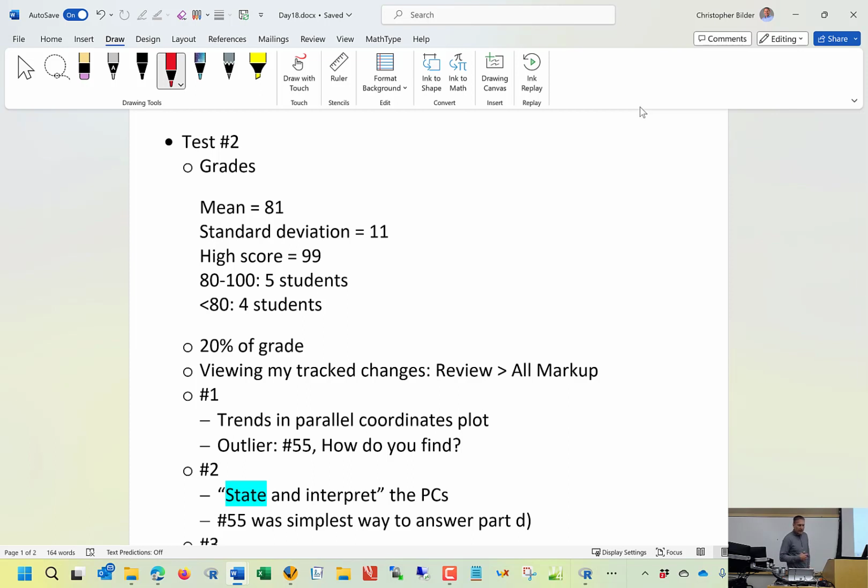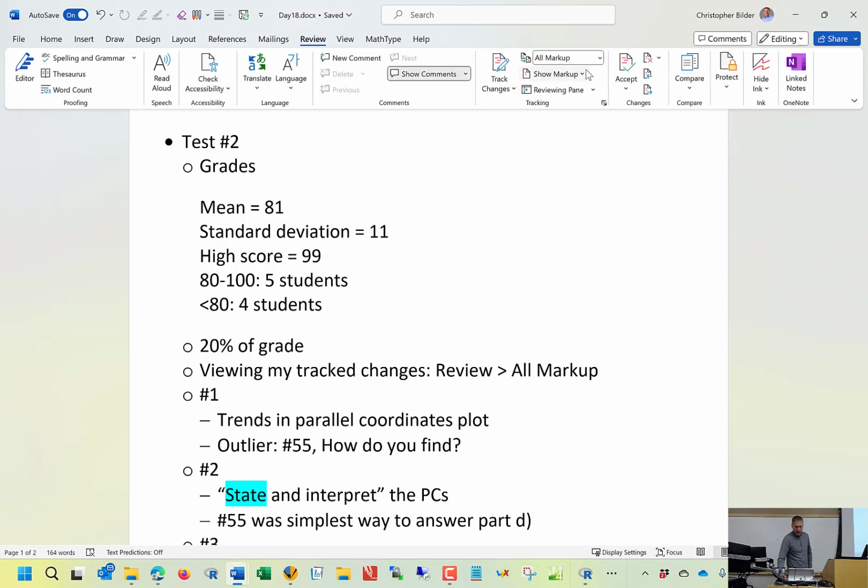Hopefully, though, if you're not satisfied with your grade, this test will give you an opportunity to think about, okay, am I preparing well enough for this class? What could I do better? And if you want to talk to me about it, I'd be happy to give you some suggestions as well. So when you take a look at your test, please make sure that under review, you have all markup checked so you can better see my comments that are on the test.